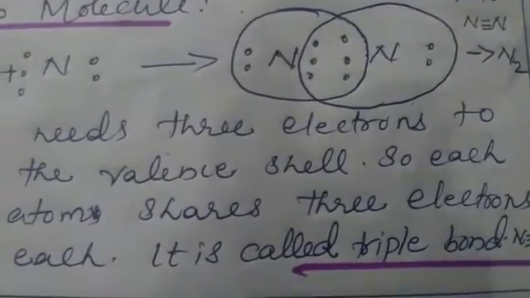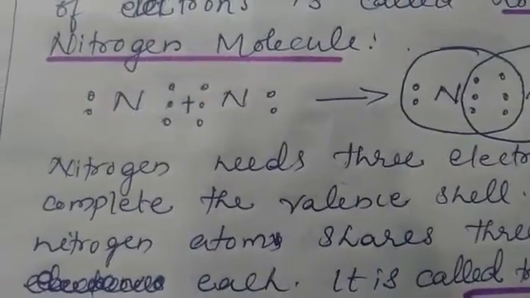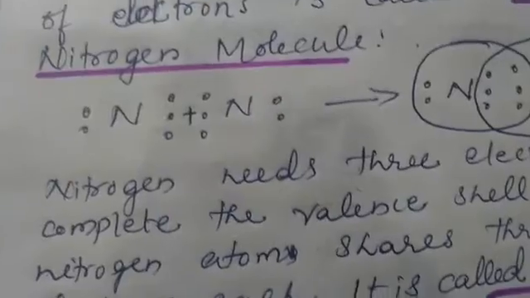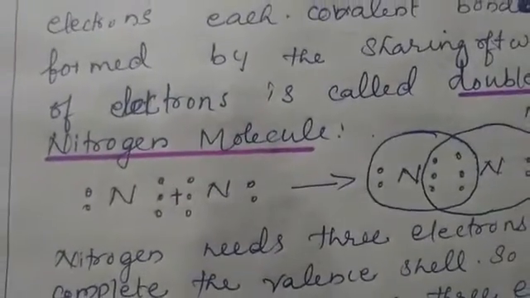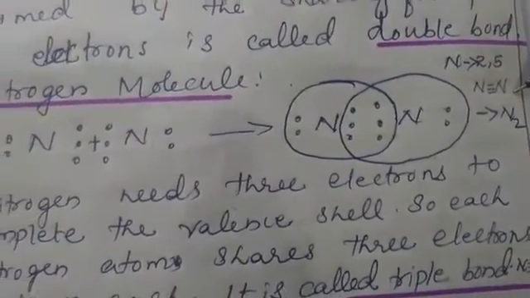Is it clear or not? In the case of fluorine atom, there is 1 pair of electrons, and in the case of oxygen atom 2 pairs of electrons, and in the case of nitrogen atom 3 pairs of electrons are shared. So I think you understood the formation of fluorine molecule, oxygen molecule and nitrogen molecule. Is it clear or not? So this is the covalent bonding in molecules. So the molecules are formed by the sharing of electrons: single bond, double bond and triple bond. Okay, thank you.